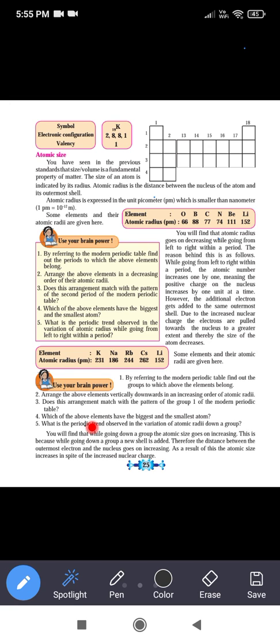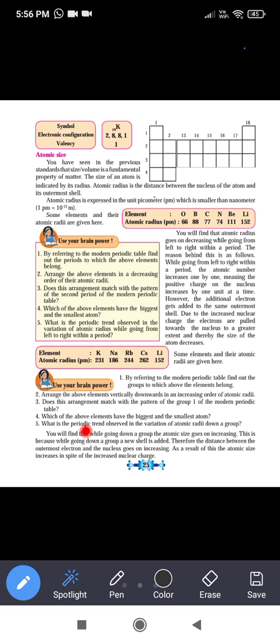So here the atomic radius of lithium is the smallest one. That's why the lithium atom has the lowest atomic radius, whereas the atomic radius of cesium is 262 picometer. So this will be the biggest atom in this group. Which of the above elements have the biggest and smallest atom? The biggest one is cesium and the smallest one is lithium.